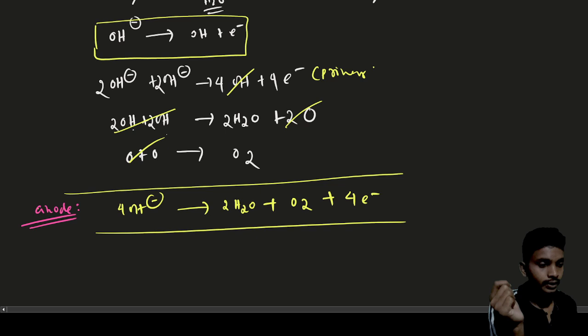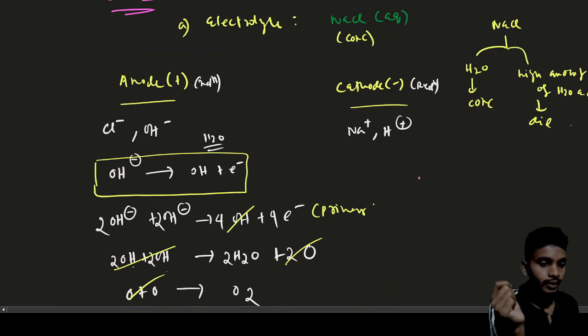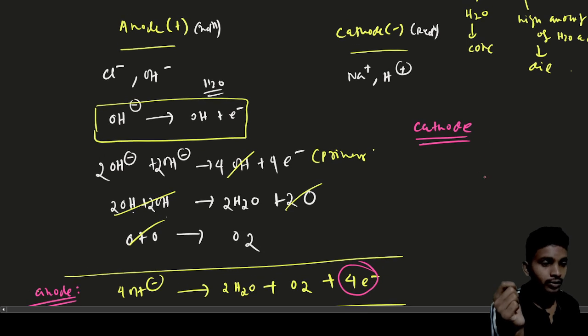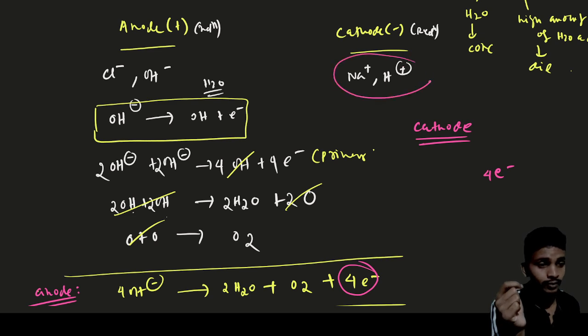This is the final reaction. Similarly for the cathode, since we have already said that 4 electrons are used, here also we have to use 4 electrons. So 4 electrons is fixed, because if you have 4 electrons you also have to use 4 electrons. Now the competition will start between Na and H plus.